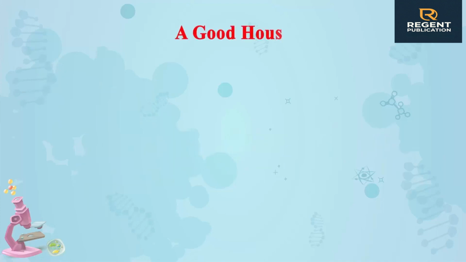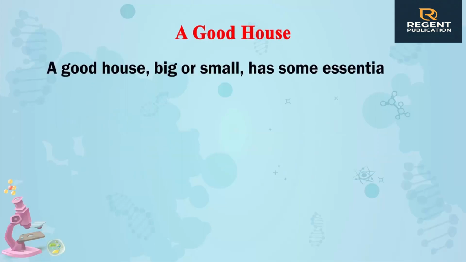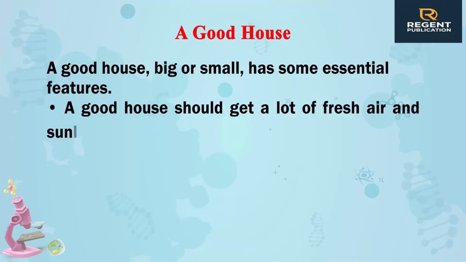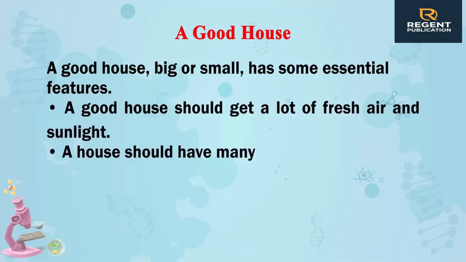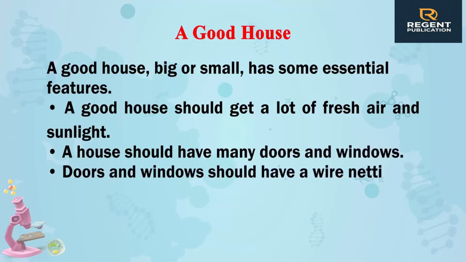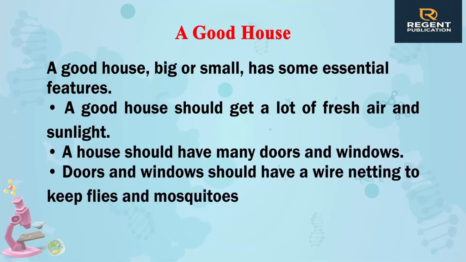A good house. A good house, big or small, has some essential features. A good house should get a lot of fresh air and sunlight. A house should have many doors and windows. Doors and windows should have a wire netting to keep flies and mosquitoes away.